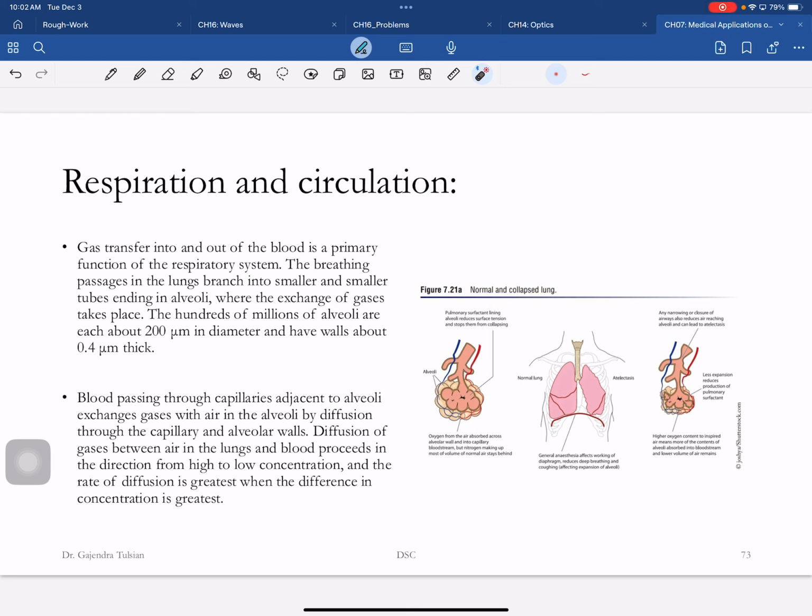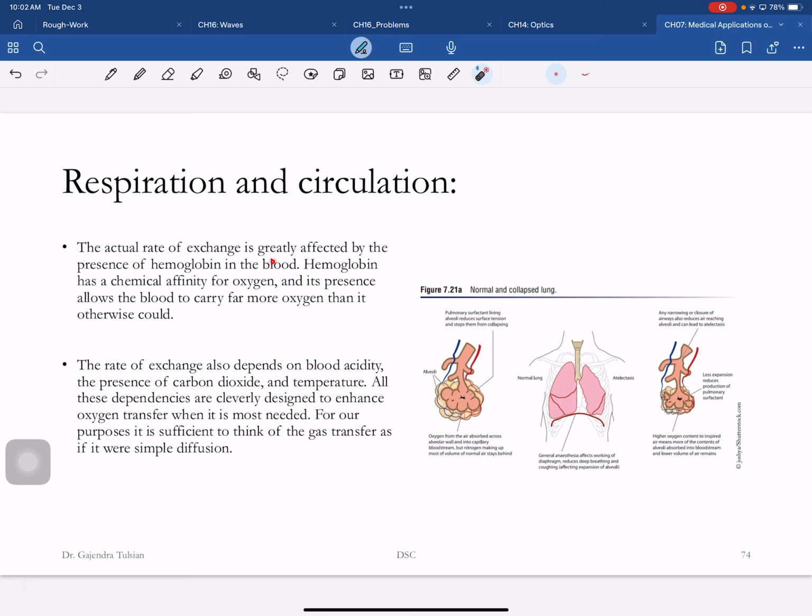There are hundreds of millions of alveoli, each about 200 micrometers thick. A cell is roughly the size of a micrometer, so an alveolus is about 50 to 100 cells big. And it has walls about 0.4 micrometer thick. So diffusion of gases between air in the lungs and blood proceeds in this direction: oxygen from here to there, from higher to lower concentration, and carbon dioxide from higher to lower concentration in the opposite direction.